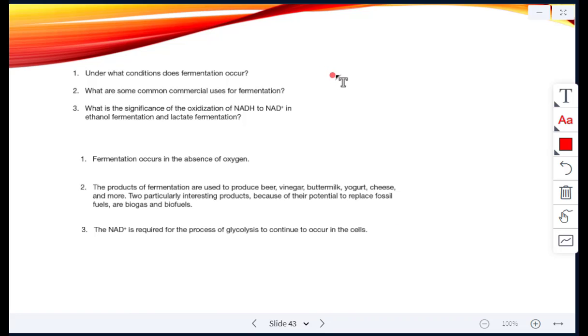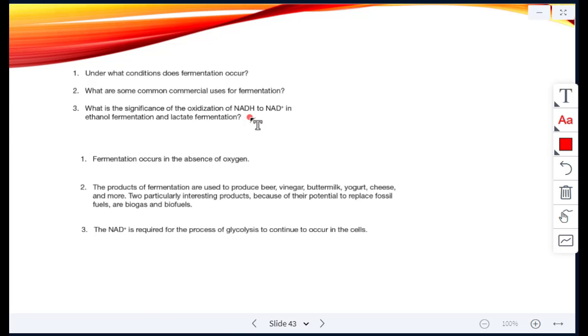All right, let's take a look at some review questions here. Under what conditions does fermentation occur? It is the absence of oxygen. What are some common commercial uses for fermentation? Alcoholic drinks like beer and wine, vinegar, buttermilk, yogurt, cheese, breads, as well as replacing some fossil fuels to produce biogas and biofuels.